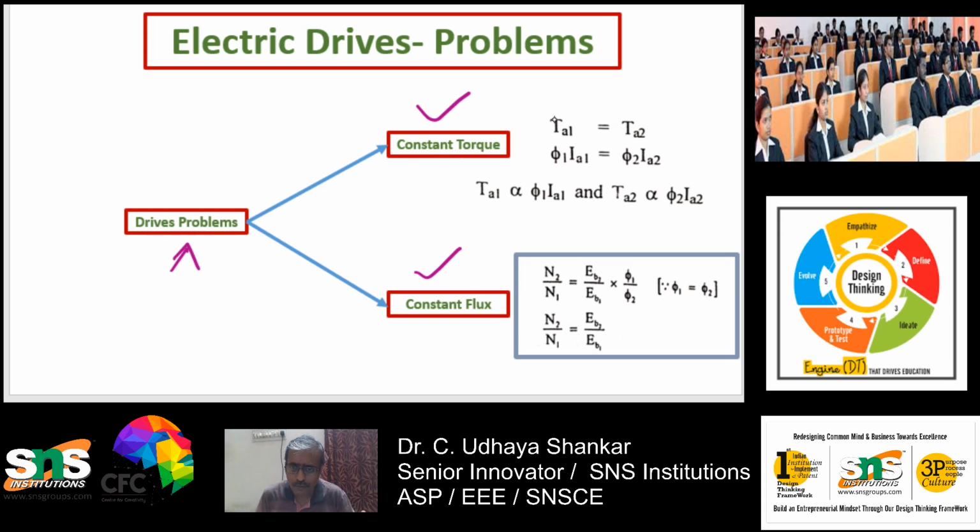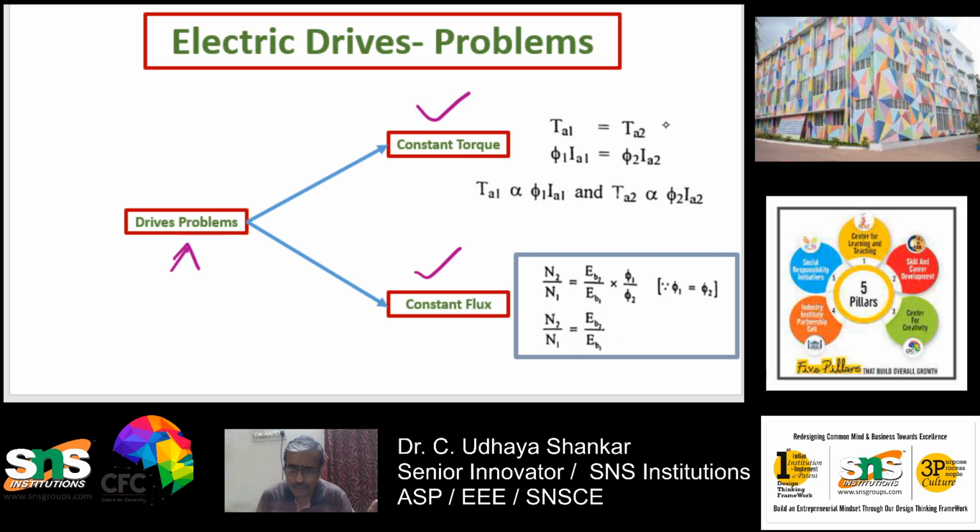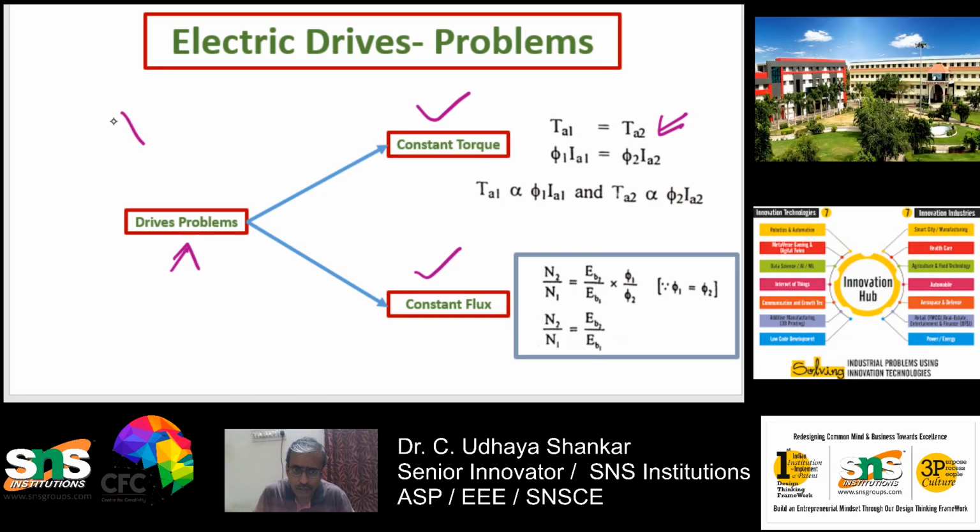In a constant torque problem, the torque remains constant, so TA1 equals TA2. It is very, very important, so this has to be taken. If TA1 equals TA2, as you know, the torque is always directly proportional to phi into IA.